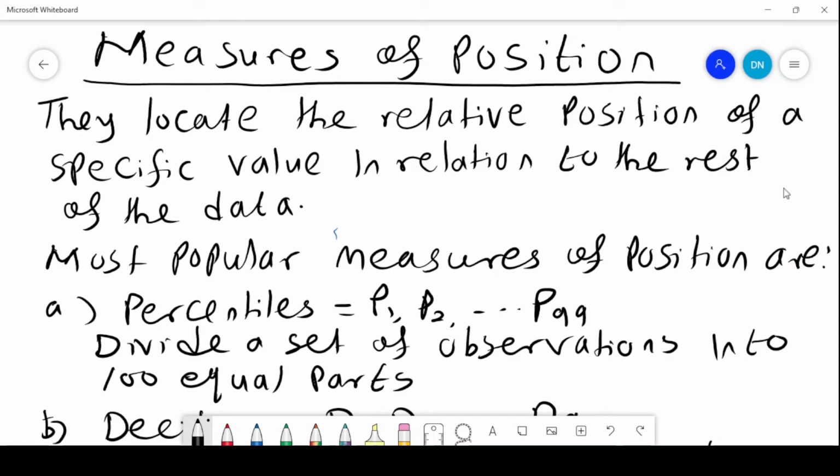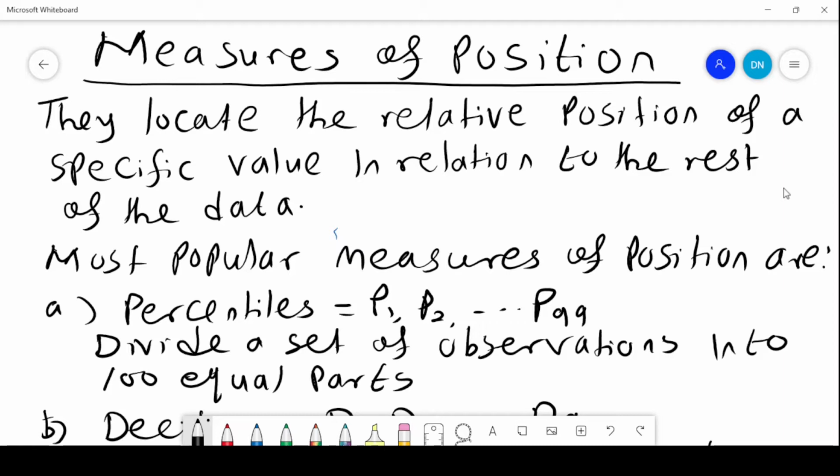Measures of position is our topic of interest, and we are told that they locate the relative position of a specific value in relation to the rest of the data. So these are what we want to look at, the measures of position.